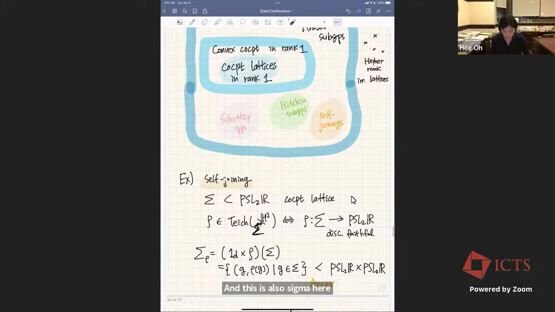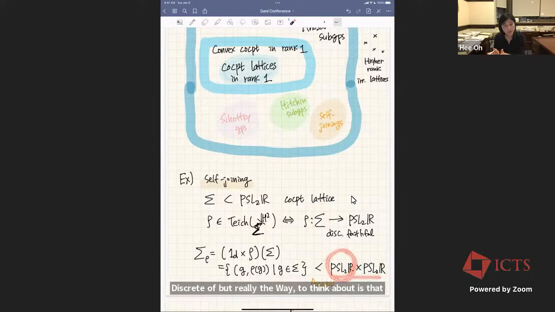Then we can put sigma into the product of two PSL2Rs using this representation diagonally. So by self-joining of sigma via rho, this is what we mean. Identity times rho of sigma is the group consisting of (g, rho(g)) where g is from sigma. And this is clearly a subgroup of PSL2R times PSL2R, and it is a discrete subgroup. But really the way to think about it is that we put the discrete subgroup sigma of PSL2R into the product diagonally using some other representation of sigma.